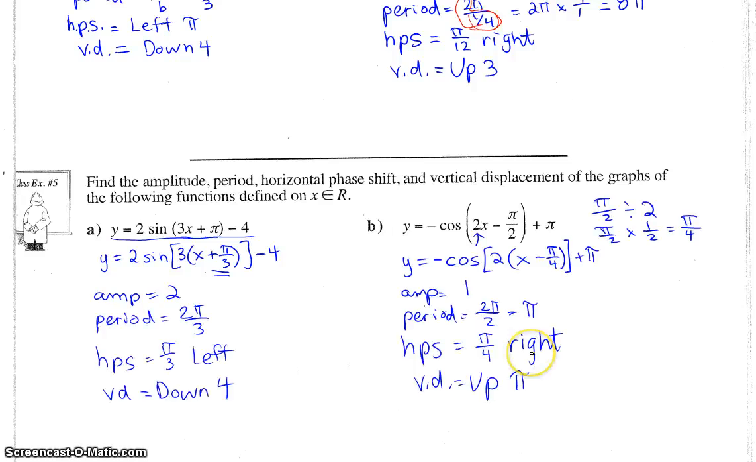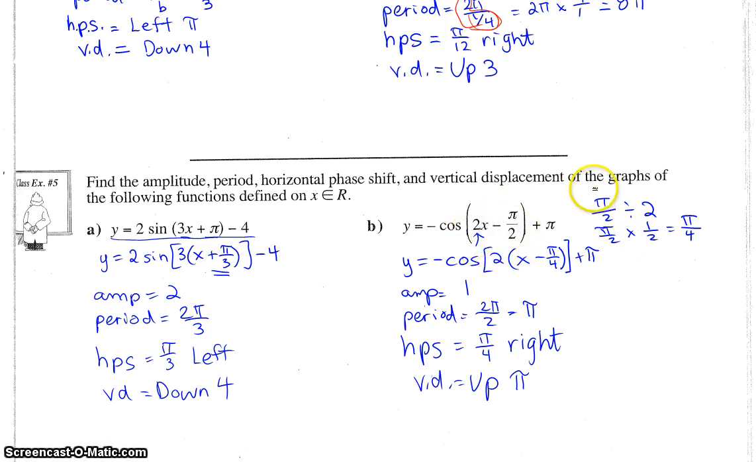Thank you. Okay, so on the first part here, we should have had an amplitude of 2, period of 2 pi over the b, which is 3, and horizontal phase shift pi over 3 left, and vertical displacement down 4 from the negative 4. Okay, now this one a little bit trickier. Hopefully you remembered, hey, I got to factor that 2 out. So we factored the 2 out, but then we have a fraction divided by 2.